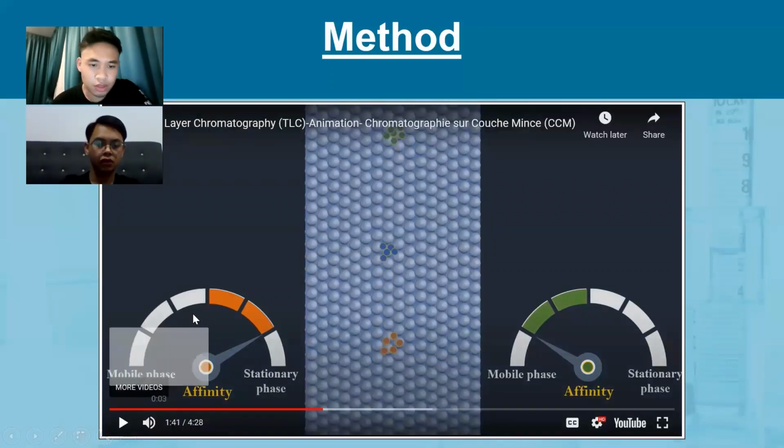So as you can see here, this is the affinity towards the stationary phase and the affinity towards the mobile phase. In this case, the further the compound travels on the TLC plate, the more non-polar it is.